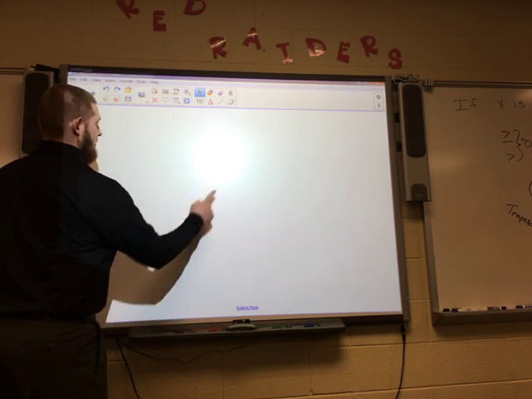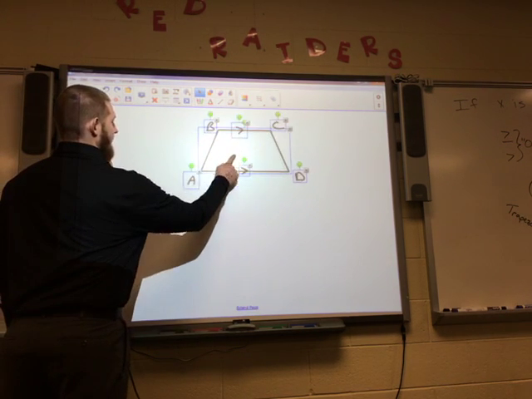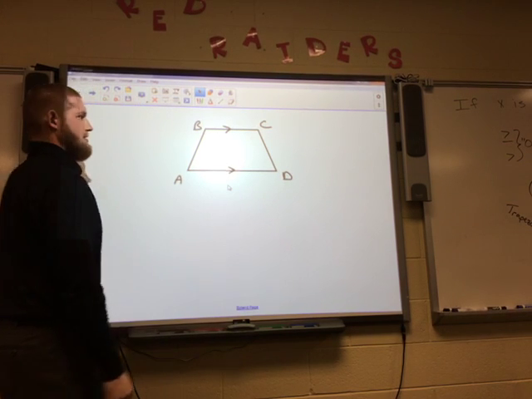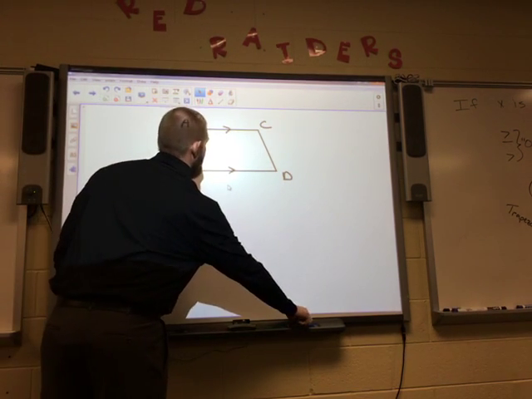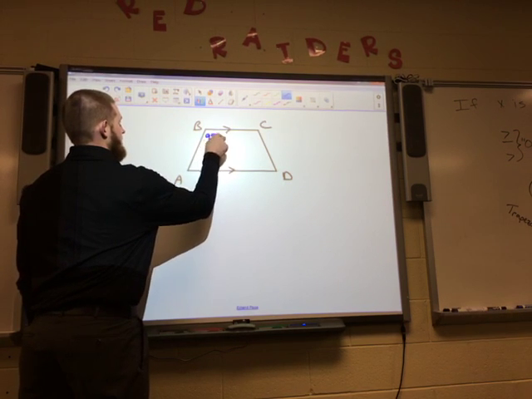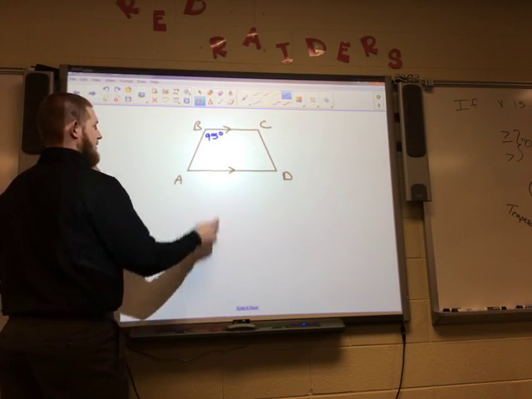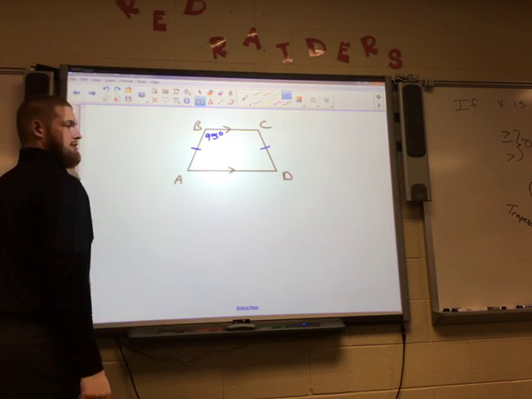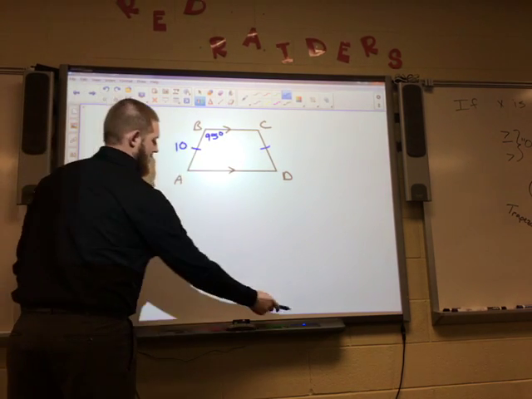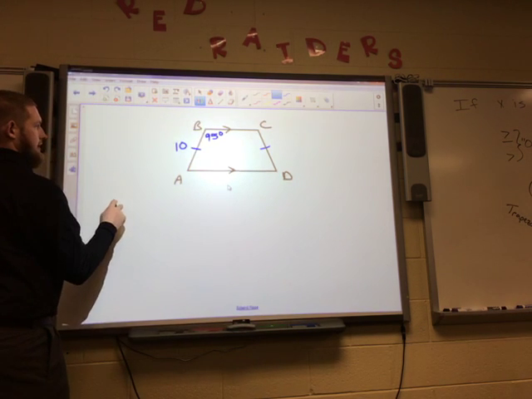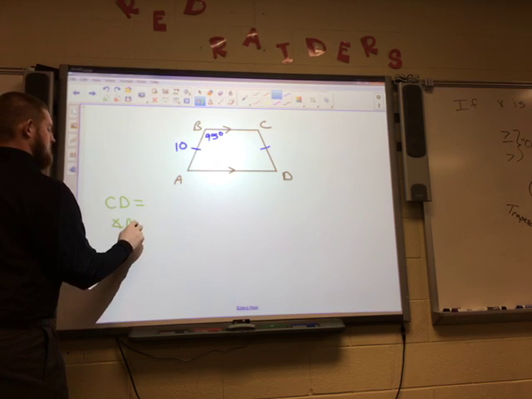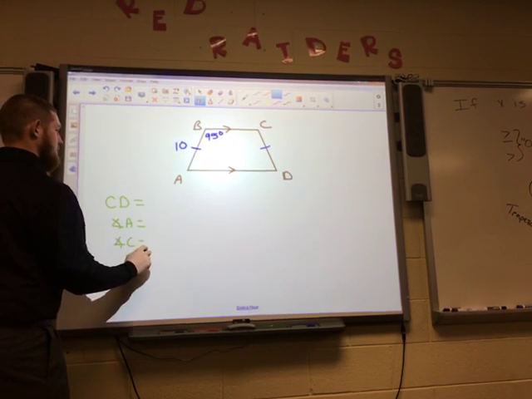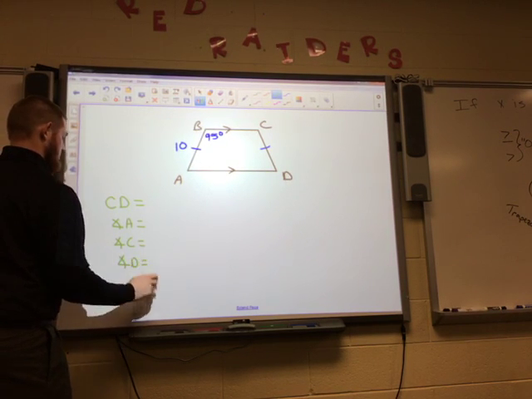Let's do an example here quick. They give us this diagram, same one we've been using, and they tell me that this angle is 95 degrees, that this is an isosceles trapezoid with a side length of 10. We have to figure out what is CD, what does angle A equal, what does angle C equal, and what does angle D equal.